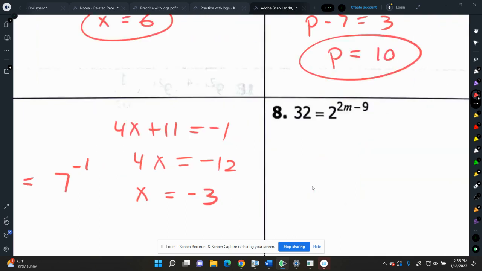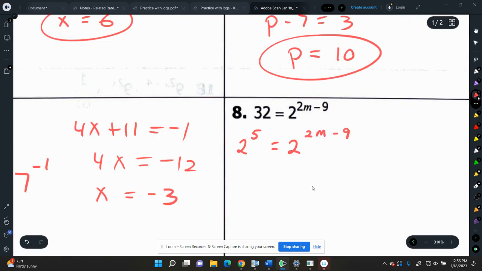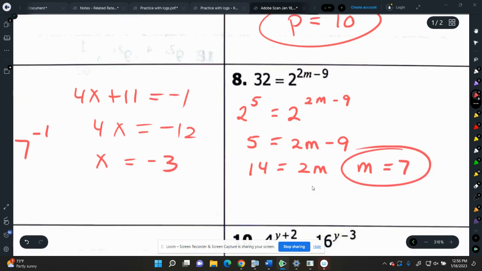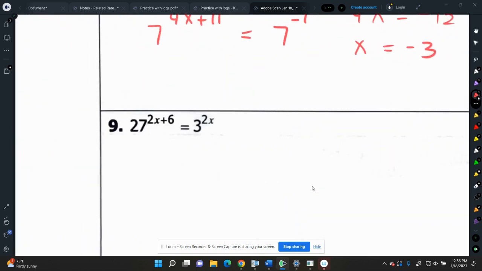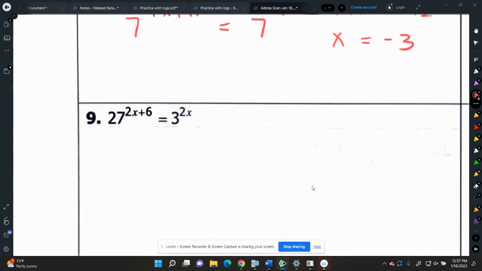Okay, number 8. So how are we going to write the 32? 2 to the 5th. Look at you guys, you're so smart. So that means 5 equals 2m minus 9. Adding 9 to both sides, we get 14 equals 2m. So m equals, what is it? 7. Boom. Number 8. Wait, is there no number 8? That was number 8. Number 9.